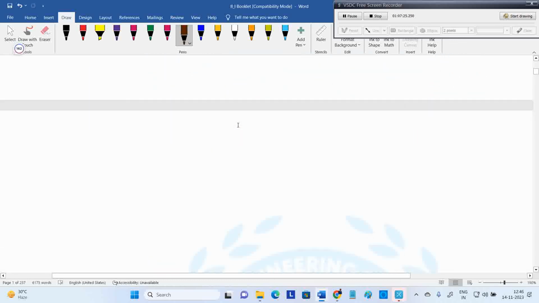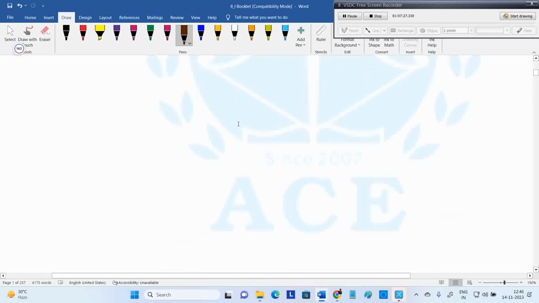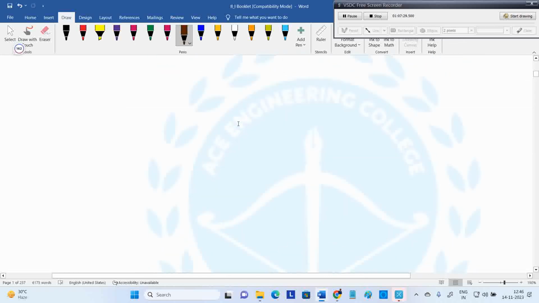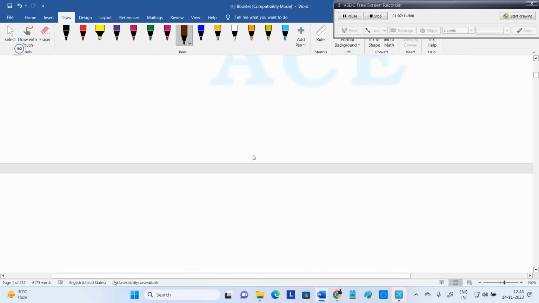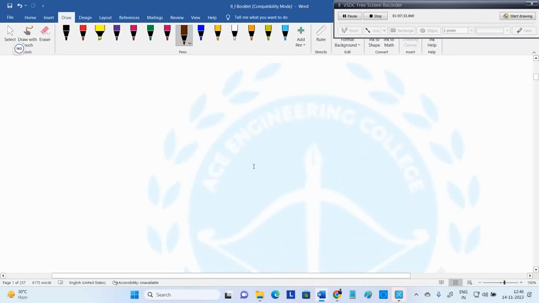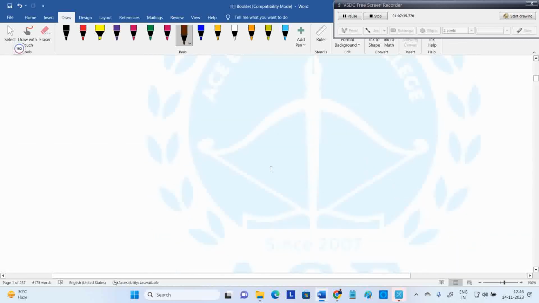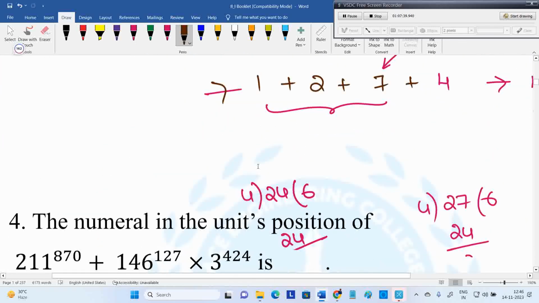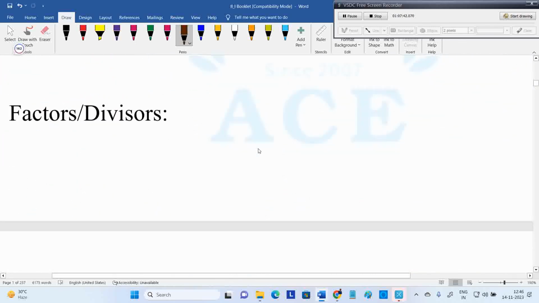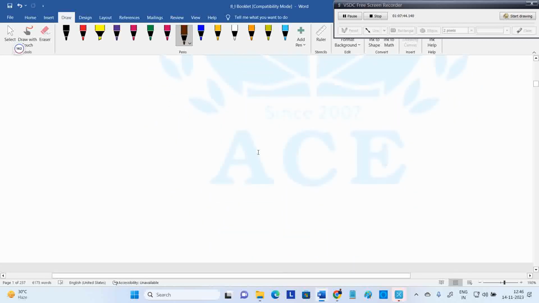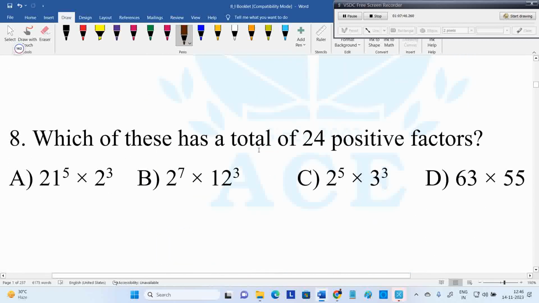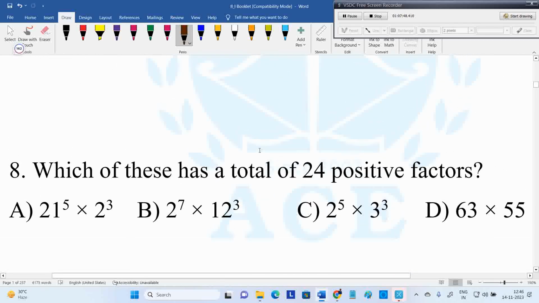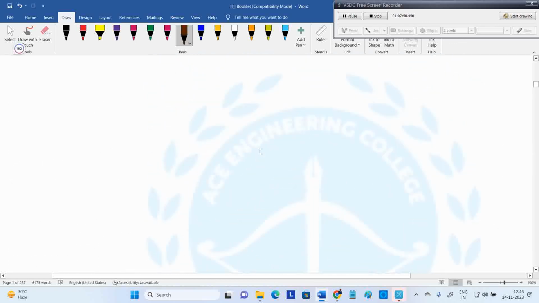Right? So, two concepts completed: units place, and factors or divisors. I think we have a couple of questions related to that in the booklet. We'll complete them within a couple of minutes, since we still have time. Three questions related to factors and divisors.